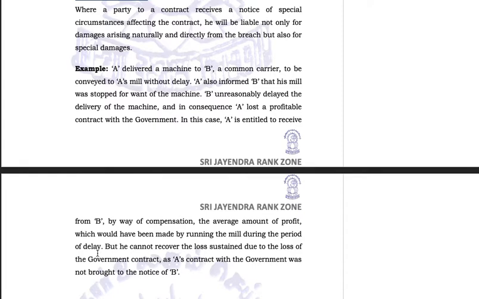Okay, now this is just a re-illustration of Hadley versus Baxendale. The common carrier is supposed to compensate A for the loss of average profits for the time the mill was non-functional due to the delay caused by B. But definitely B cannot be held liable for the loss of government contract, like we discussed earlier.